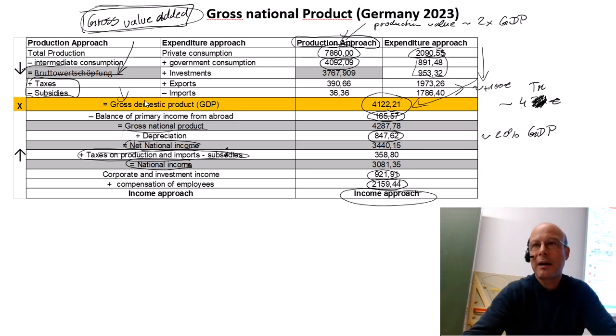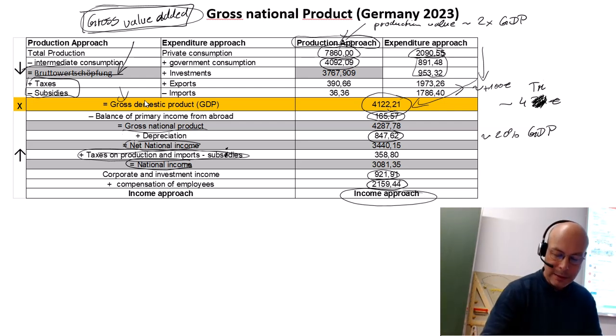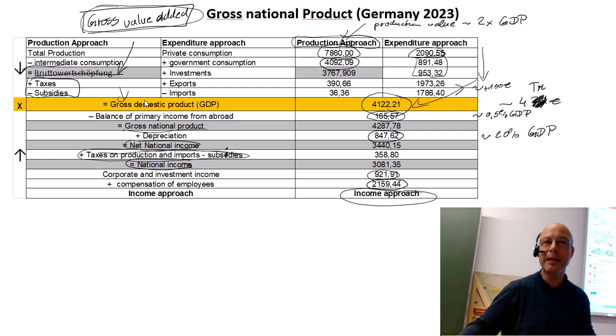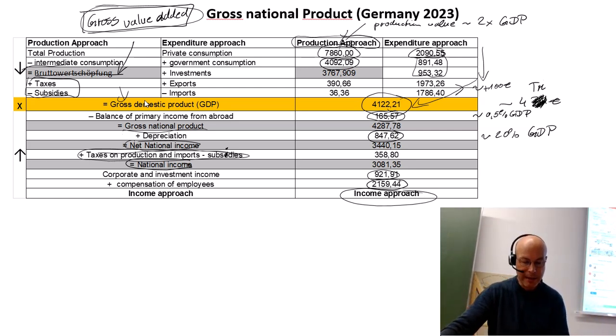It's roughly 100 billion euros, and this is of course much less. So relative to 4 trillion, this is, I would say, roughly 0.5% of GDP. So it does not really matter for Germany in order to calculate economic performance.